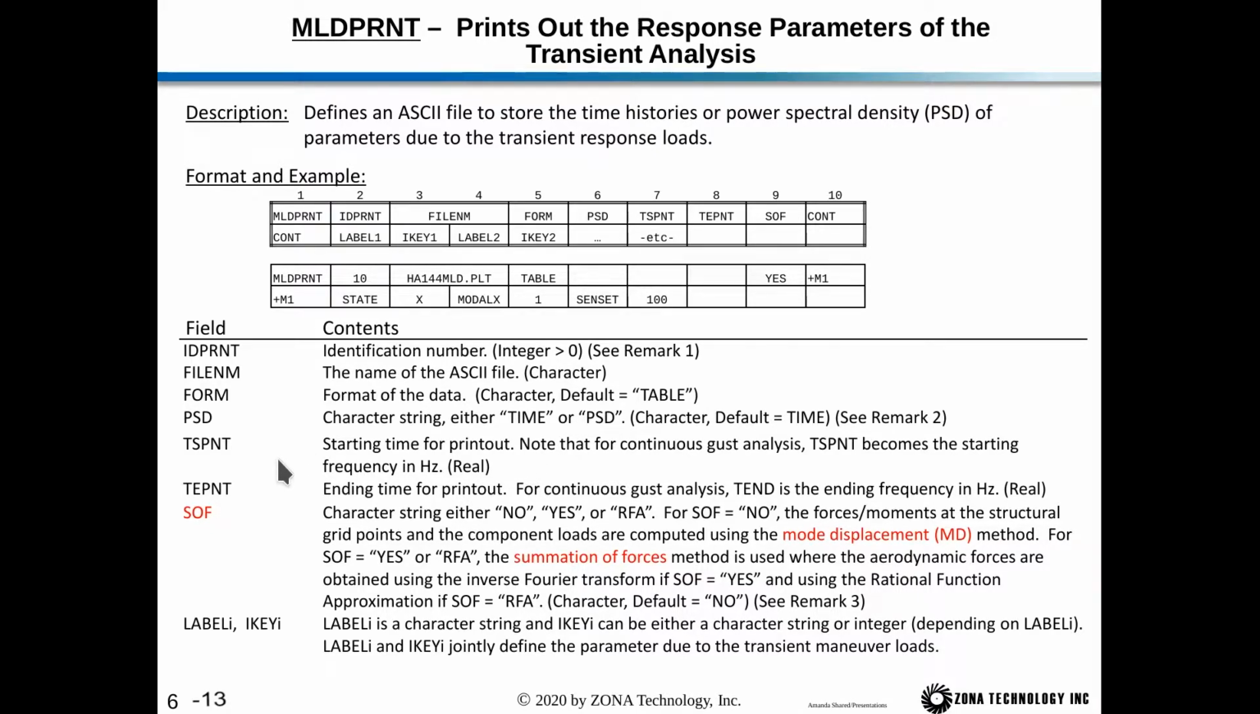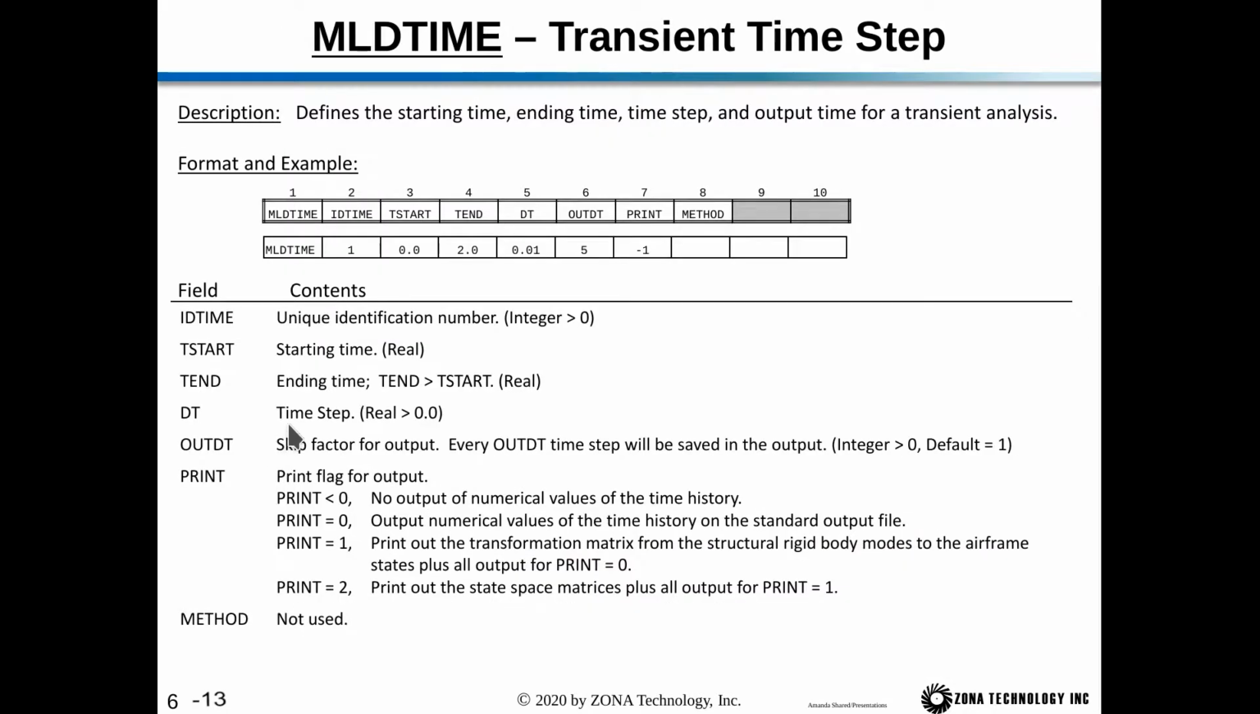TS_PNT is the starting time for the printout. For the continuous gust analysis, TS_PNT is the starting frequency in Hertz. And obviously, TS_PNT must be greater than or equal to our t_start from the MLD time card.